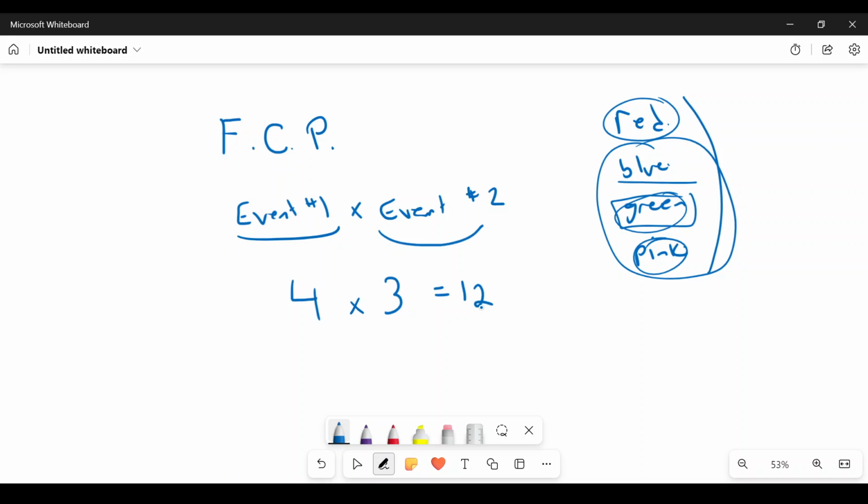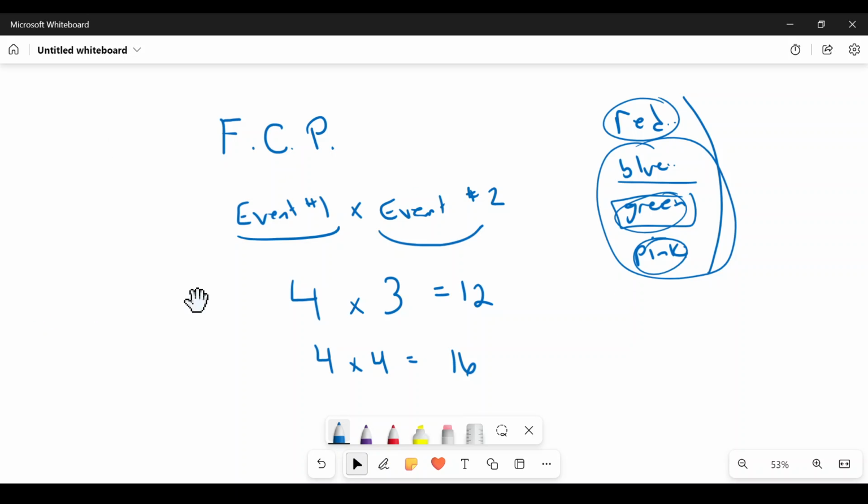Draw 2 marbles one at a time from this bag. By the way, if I wanted to replace the marble, so if I was doing these 4 marbles in a bag and I wanted to draw a marble, put it back in, and then draw a marble, then that would just be 4 times 4, because when I went to that second draw, there were still 4 marbles there. So that would be 16.